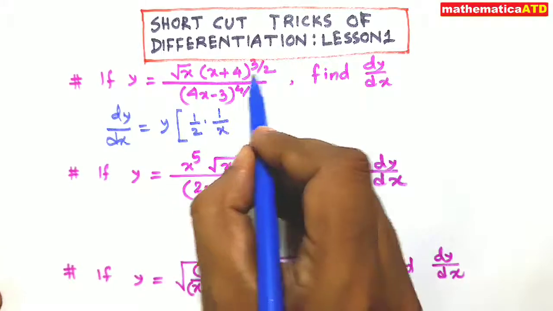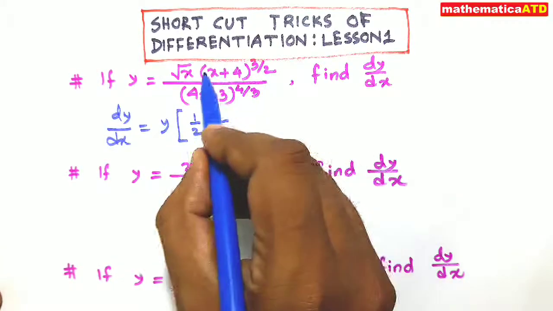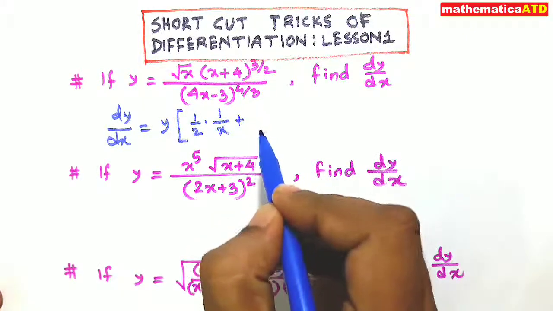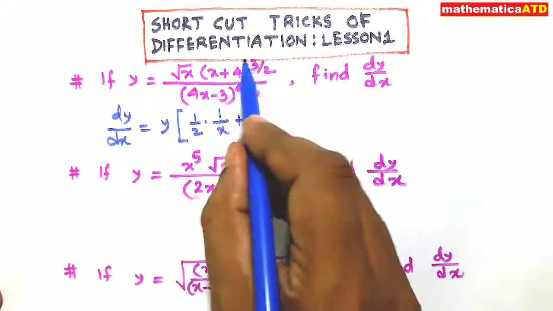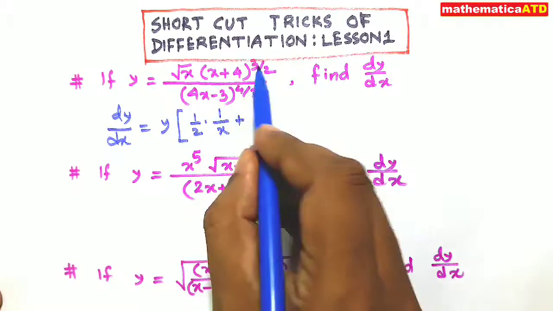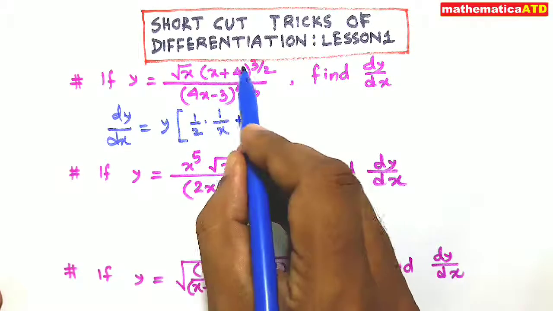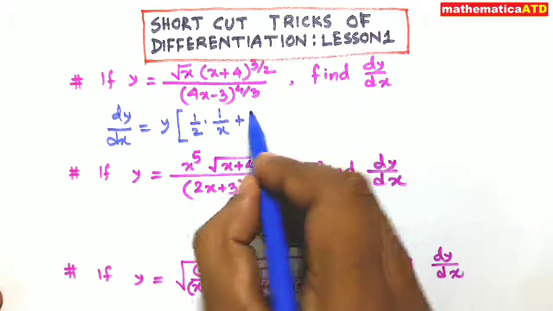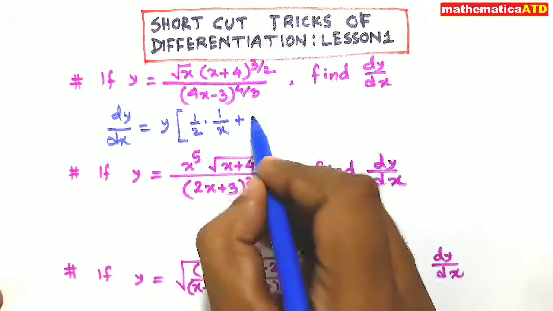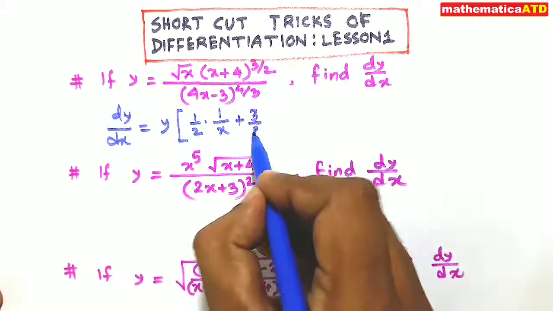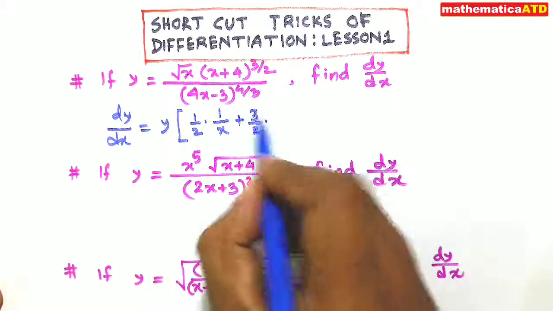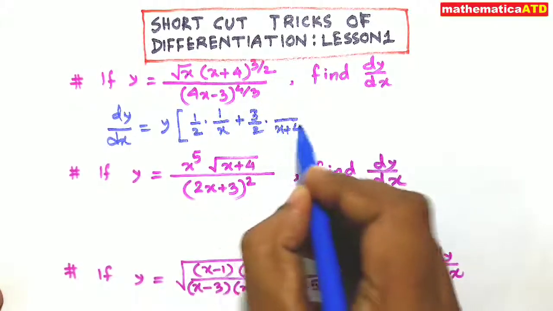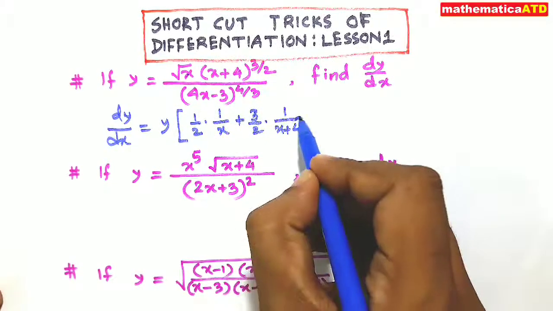And next, (x plus 4) whole to the power 3 by 2, this is in the numerator. For this you have to put a positive sign. Mind it, this is the plus minus process, because whenever you find an expression in the numerator, you have to separate it with a positive sign. So plus, and the power is 3 by 2, put 3 by 2 into x plus 4, and this x plus 4 will be written in the denominator, and the derivative of x plus 4 is 1, so put 1 here.